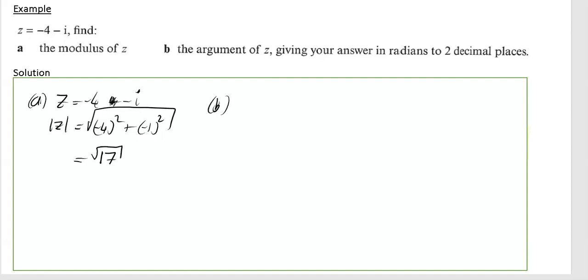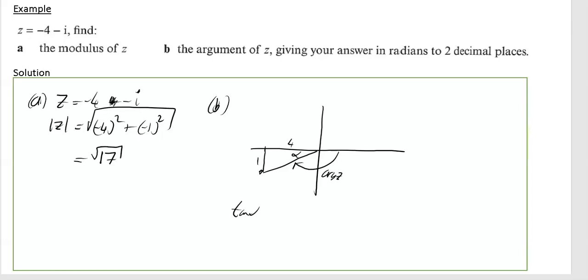For part B, find the argument of z, giving your answer in radians to 2 decimal places. I'm going to do a drawing for this one. It's a wee bit tricky. So it's minus 4, so I'm going back 4 this way, and then minus 1i, so that's going to be 1 down this way. I'm going to call this wee bit alpha, but the argument of z is actually all the way back from here.